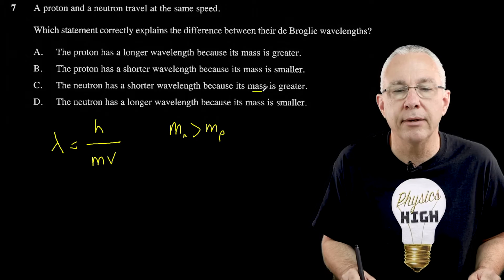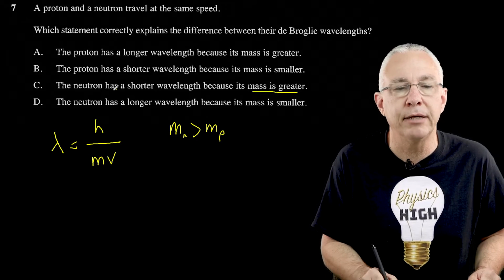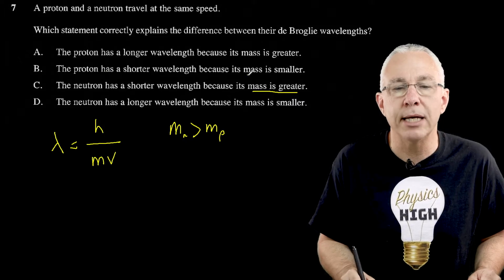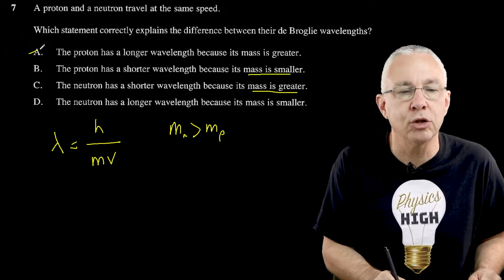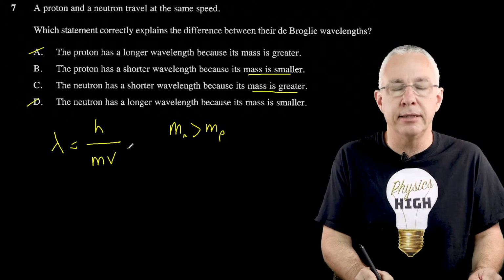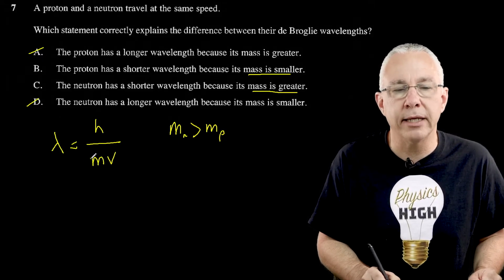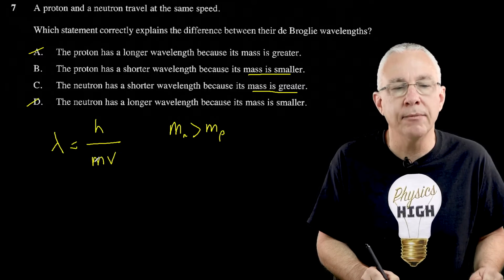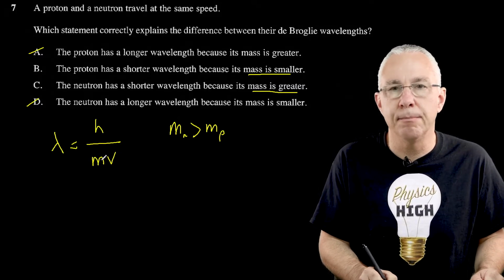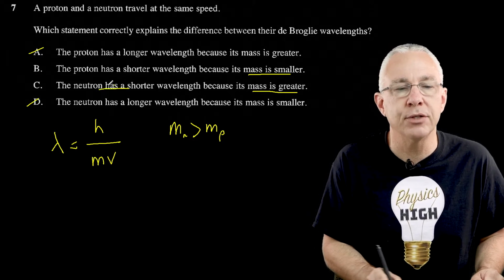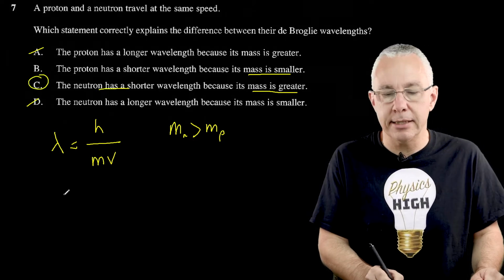So the neutron having the greater mass, or the proton having a smaller mass, is important, and so automatically we have excluded A and D. If the mass is greater, then the wavelength is going to be smaller for the heavier particle. And so in this case, it has a shorter wavelength as a result, and therefore our answer is C.